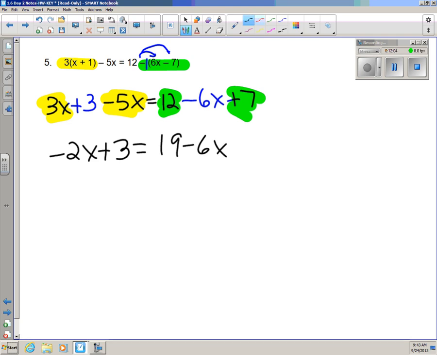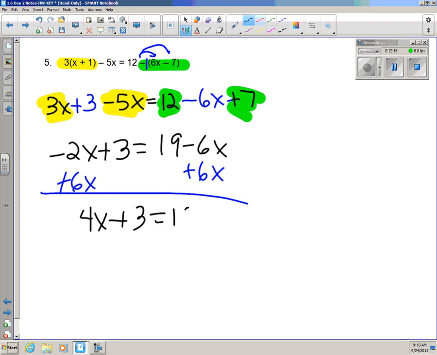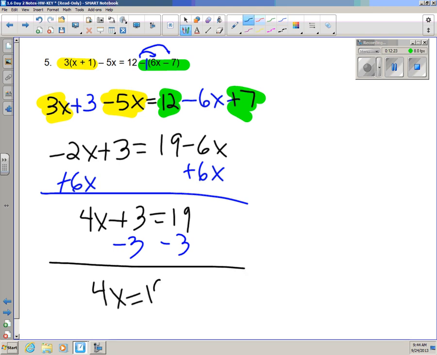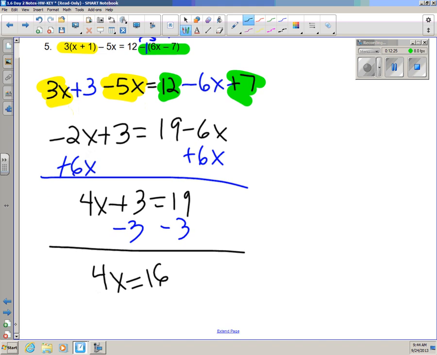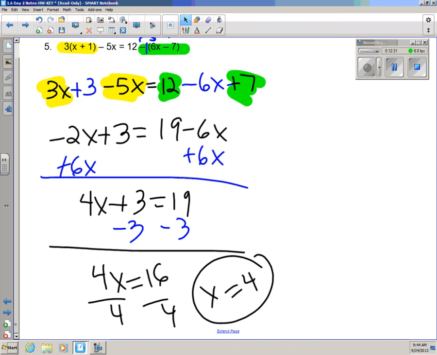I'm going to bring my letters to the left this time. No particular reason. Add 6x. Add 6x. 4x plus 3 equals 19. Letters go left. Numbers without letters go right. Subtract 3 on both sides. 4x equals 16. Divide both sides by 4. And x equals 4. I can do a check if I want. I know that I'm right, so I'm not.